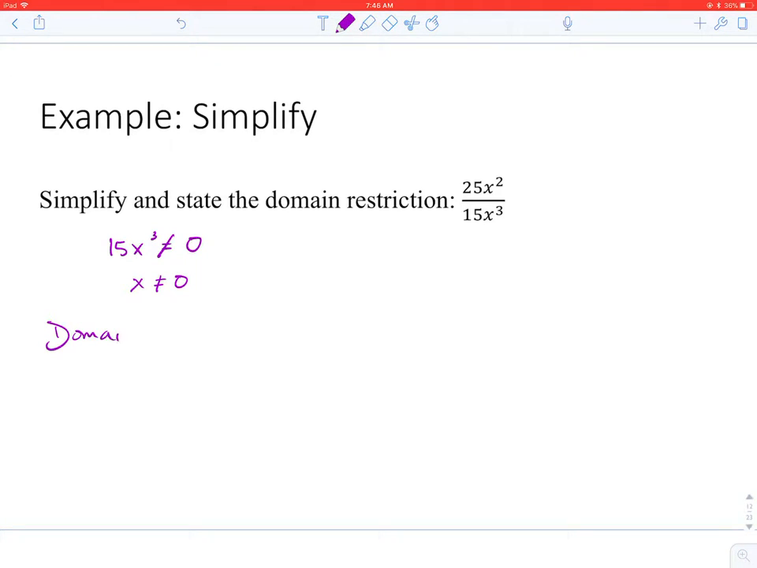So we can see that the domain here in set builder notation will be x is an element of the real numbers such that x cannot be equal to 0. So basically, the domain of this rational expression is all real numbers except for x equal to 0.